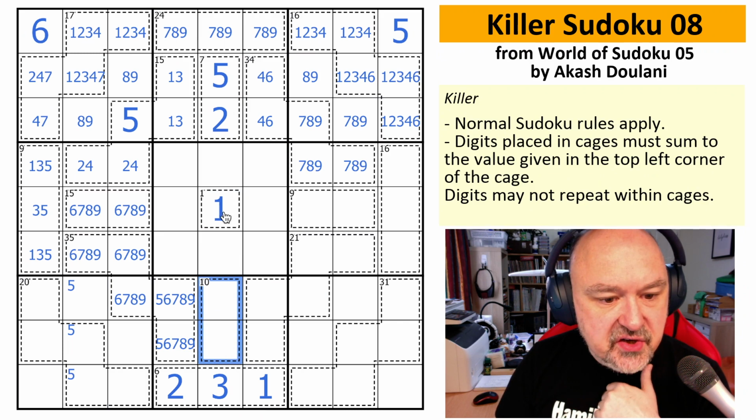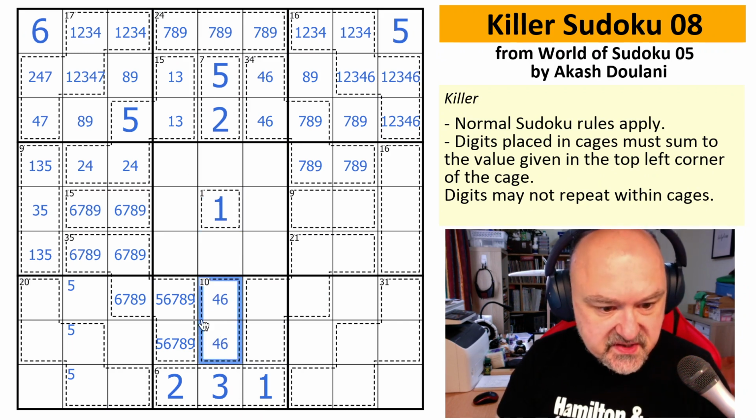This 10 cage can no longer be 1, 9, 2, 8, or 3, 7. This must be 4, 6, which takes 6 out of there.